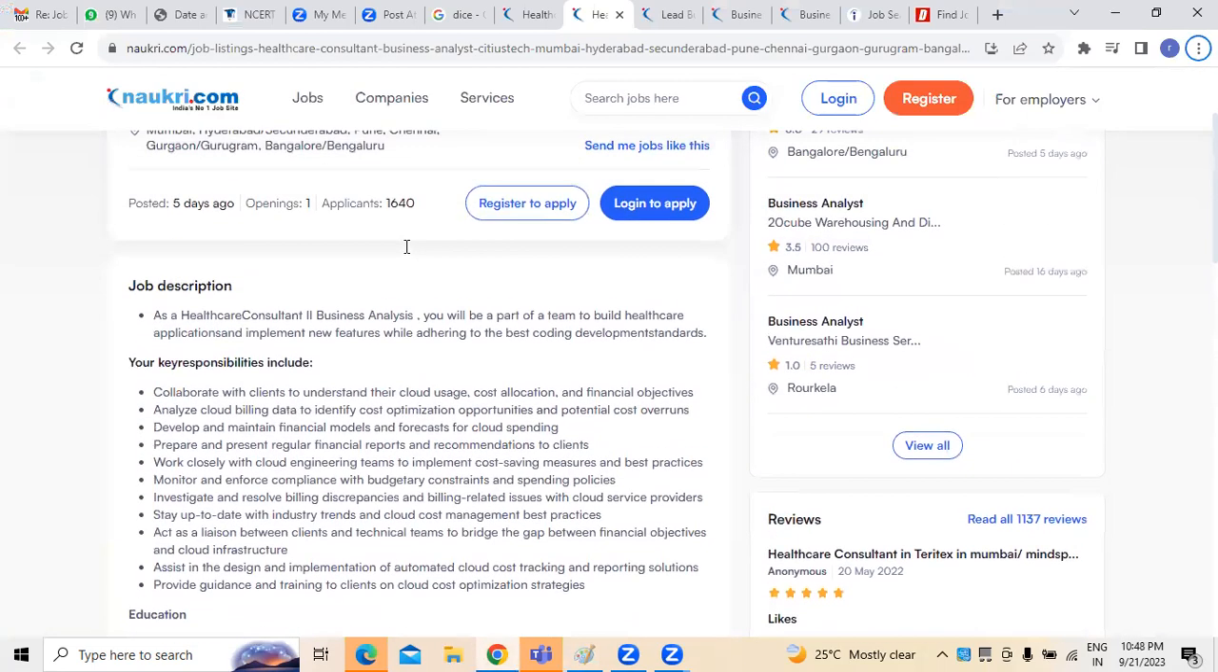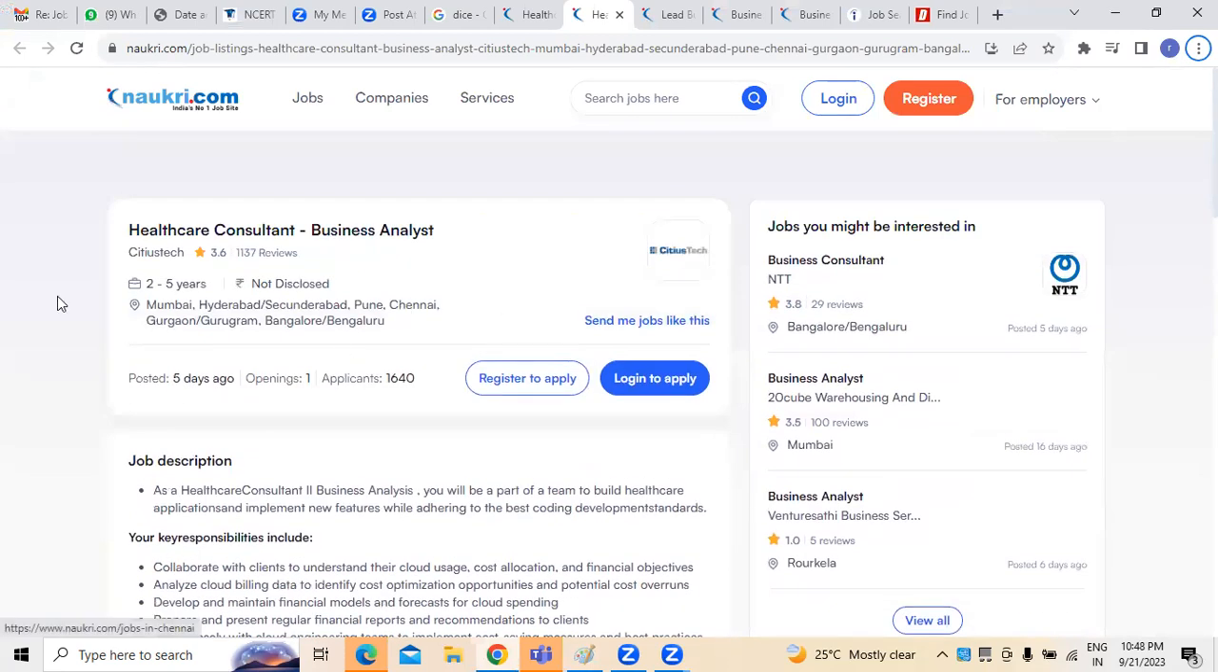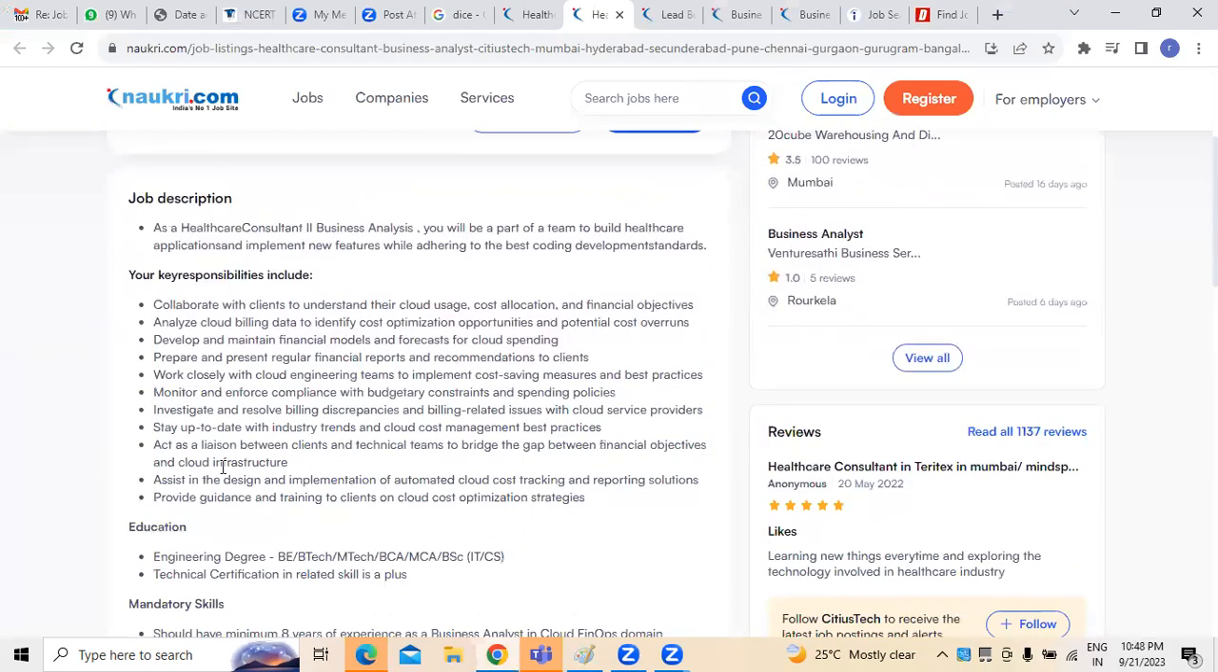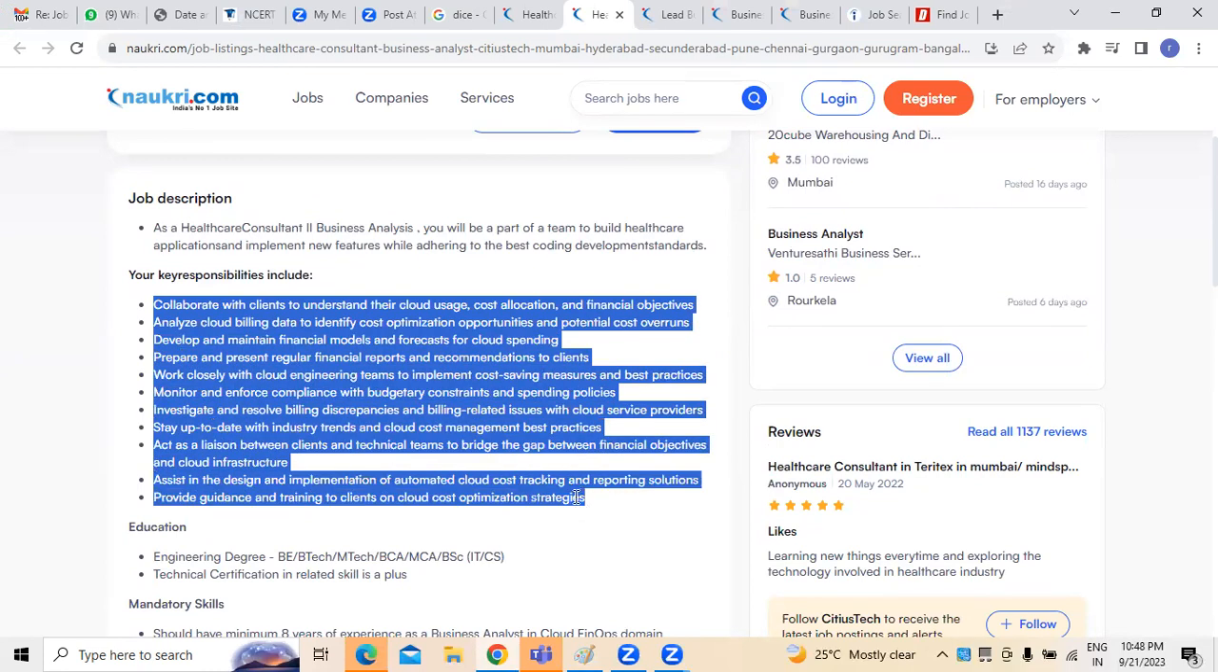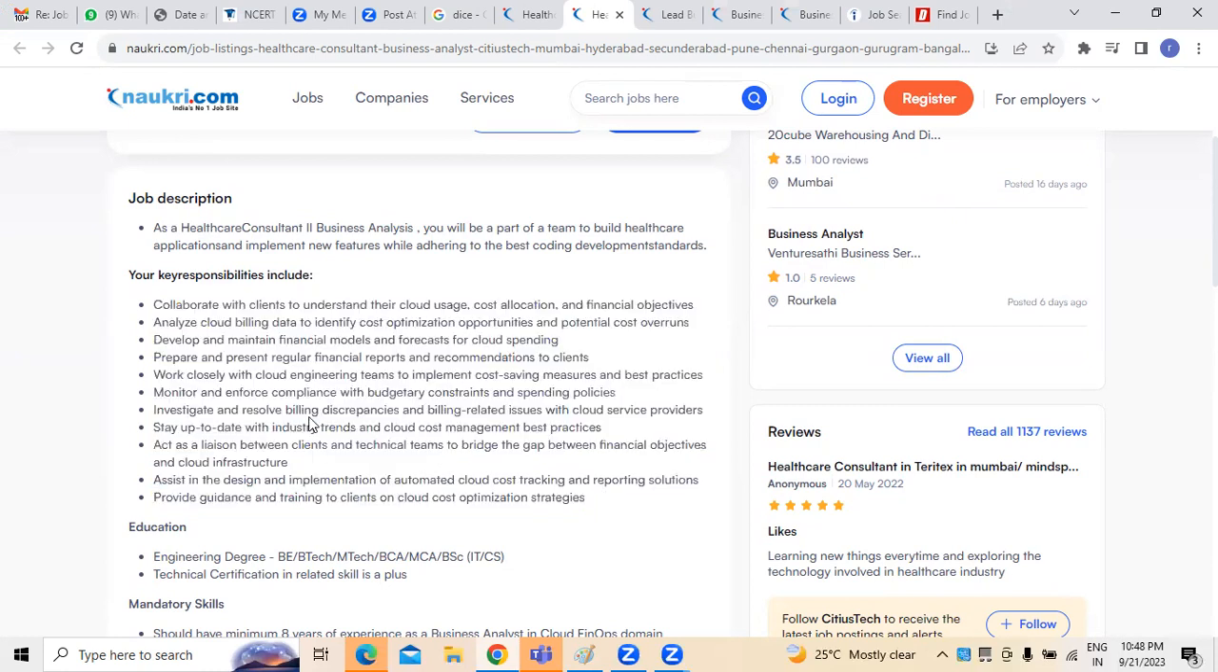Clear? Now, if you see closely here, as they have mentioned a healthcare consultant, they never mentioned anything relating to healthcare topics. Did you see that? But slightly they have mentioned something relating to the billing part. This is where they have mentioned it. The rest of the things are not mentioned over here, because this is their requirement.